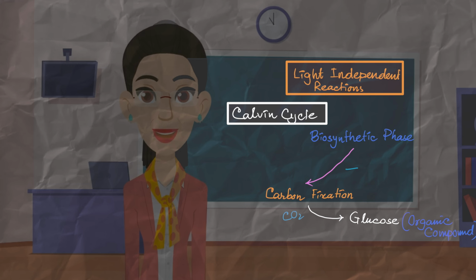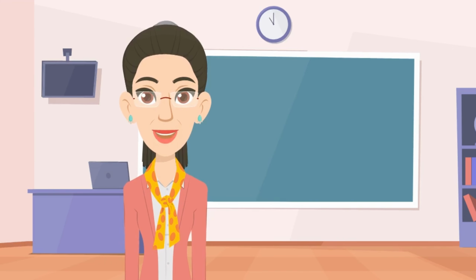So this is how phototrophs harness the energy of sunlight to synthesize organic compounds. This is the overview of photosynthesis. In the next part, we will discuss the light-dependent reaction in photosynthesis. This process is a testament to the wonders of nature and its ability to turn sunlight into life-sustaining energy.